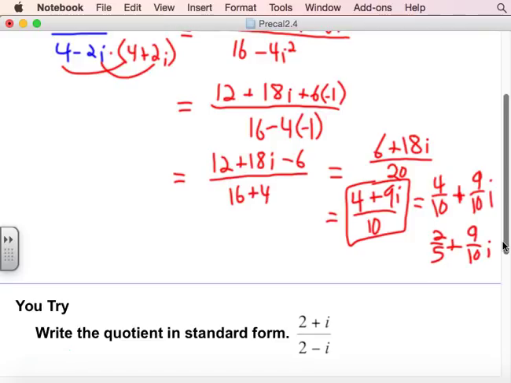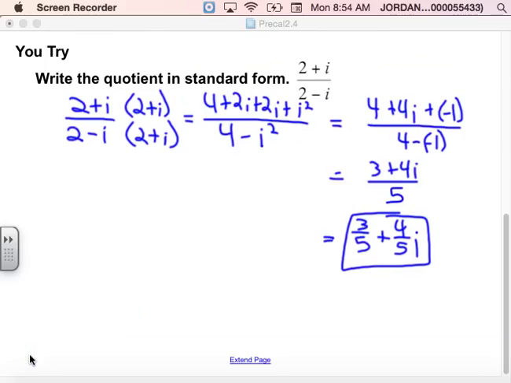And if you wanted to take it right here and split it up and do 6 over 20 plus 18 over 20 i and reduce your fractions, that's fine too. Okay, nothing wrong with doing it that way. So that's how you divide complex numbers. Let me know if you have any questions. Go ahead and try the one down here at the bottom of the screen.